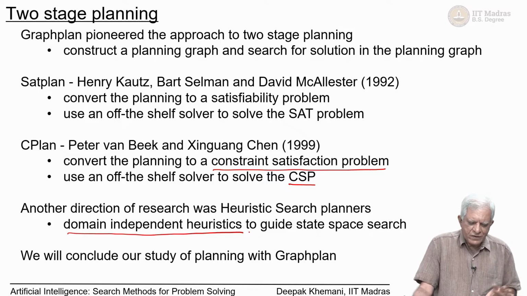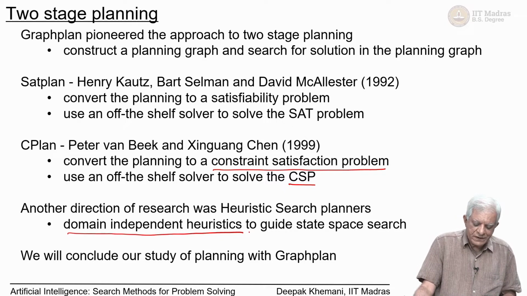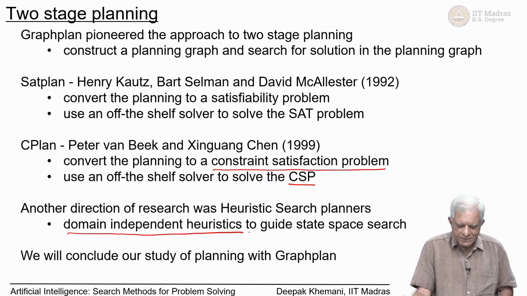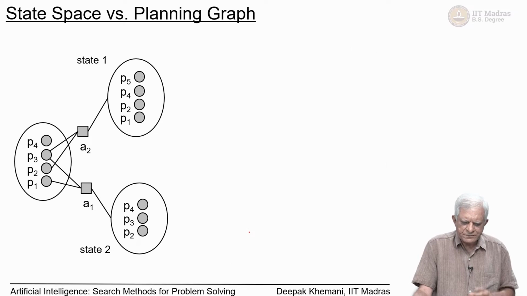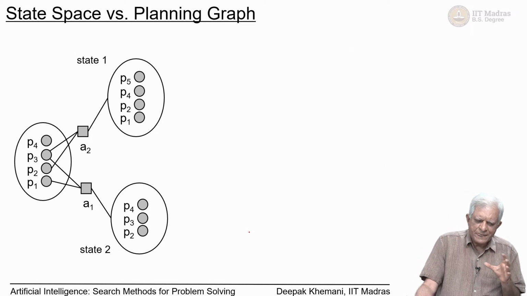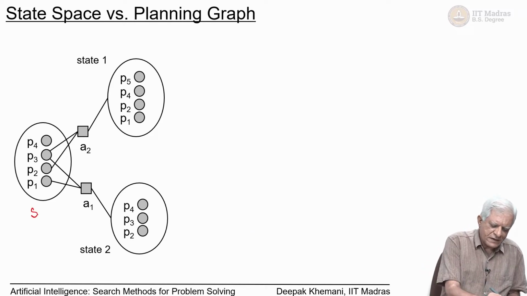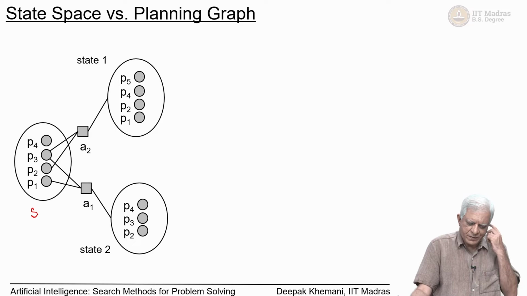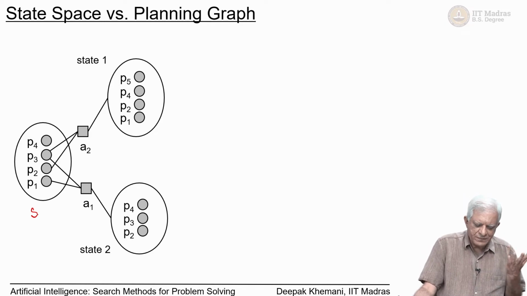So, we will not look at these other algorithms, we will only have a quick look at this algorithm Graphplan, because it presents us with a new way of solving the planning problem. So far what we have been doing is state space search. So, you have the start state on the left here. It has some propositions P1, P2, P3, P4.